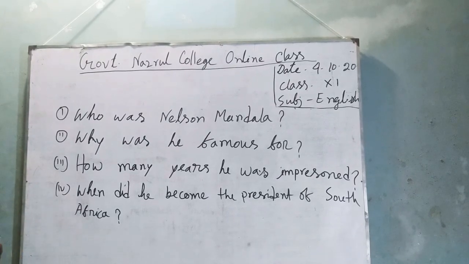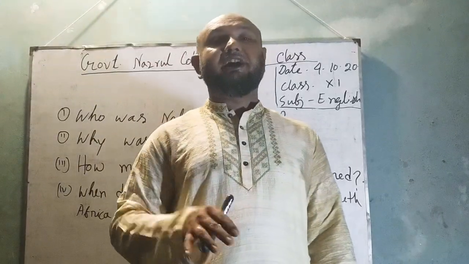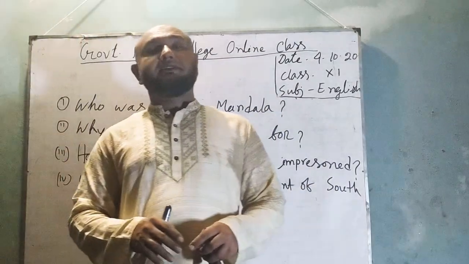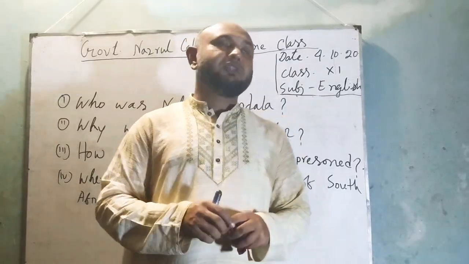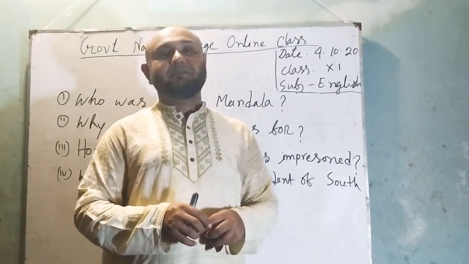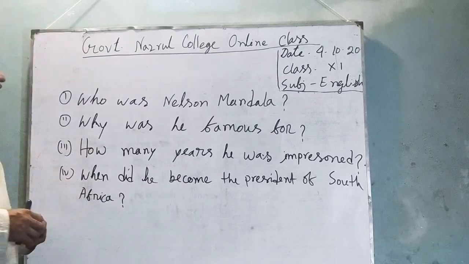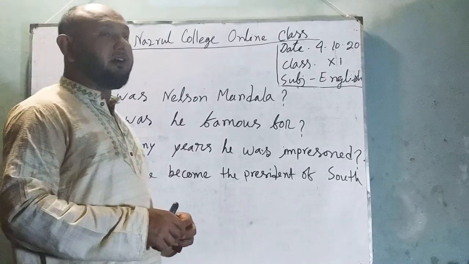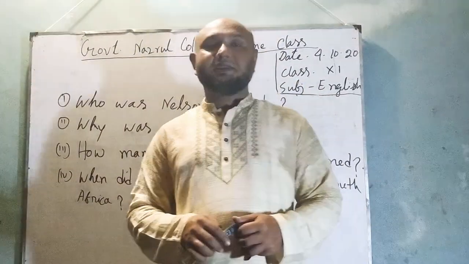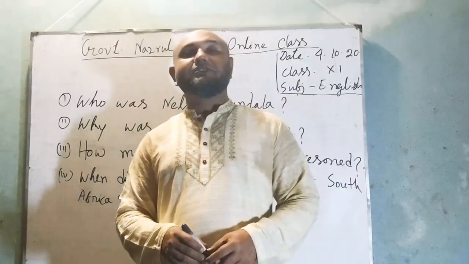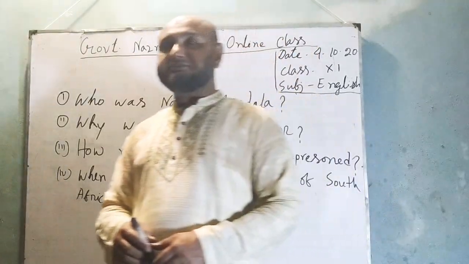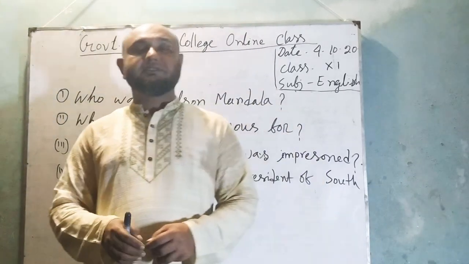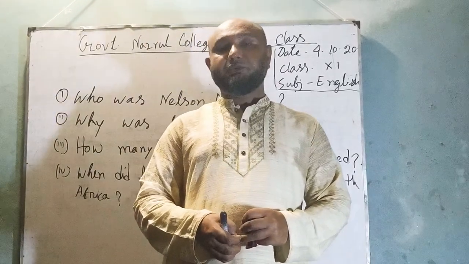Number three, how many years was he imprisoned? Nelson Mandela was imprisoned for about 3 decades. Decades means 10 years each. That means he was imprisoned for nearly 30 years. Number four, when did he become the president of South Africa? Nelson Mandela became the first black president of South Africa in 1994. My dear learners, I hope you have understood this passage.